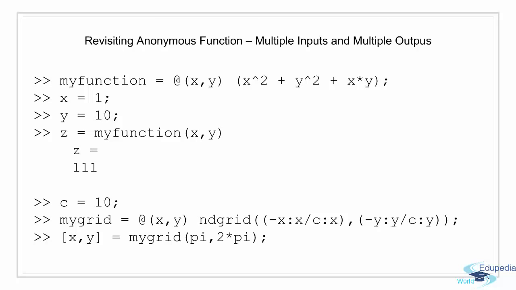This whole expression returns a single value. So we will test it out. We pass x as 1 and y as 10 and we call this function, so we get z as 111.